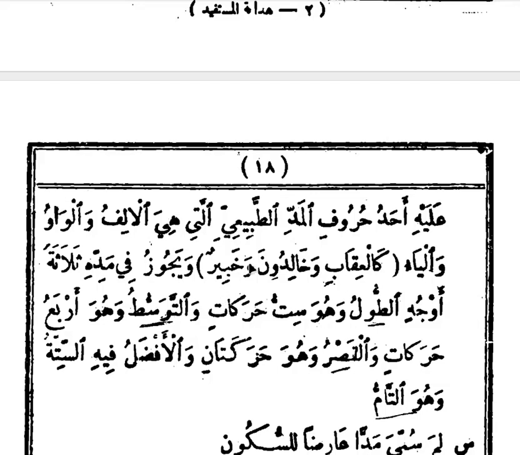And the same thing for the rules of elongation in madul aridul lisukun. We have 3 options. You can do it full, that is 6 harakat. You can do it tawassut, which is 4 harakat. And you can also do qasr, which is 2 harakat. So you can choose to prolong it for 2, 4, or 6 harakat.